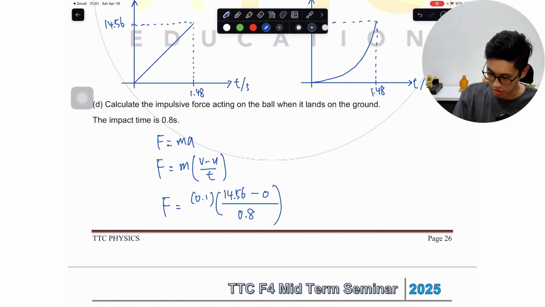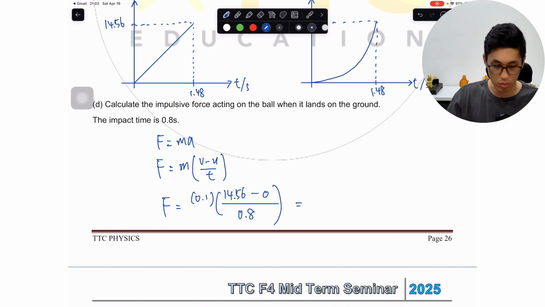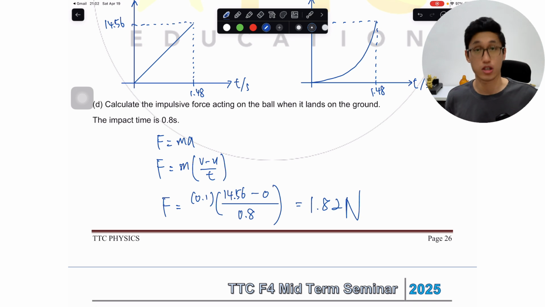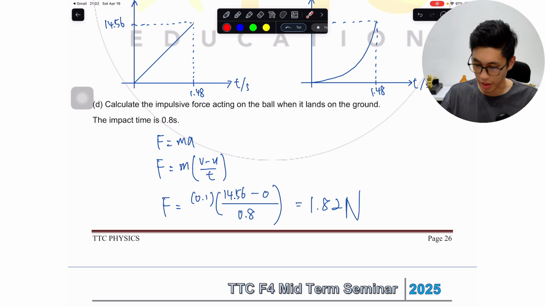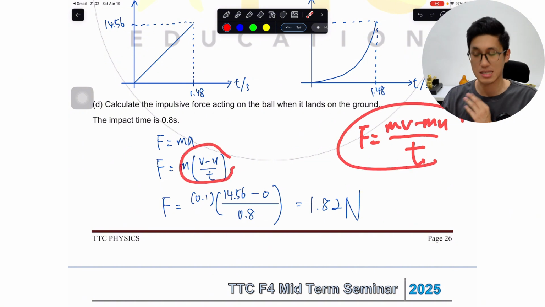All right? So now you can just calculate this. 0.1 times 14.56 divided by 0.8, and you're going to get 1.82 newtons. It's a force, so your units will be newtons. Now, of course, some of you might have just memorized the formula for impulsive force, which is F equals mv minus mu over t. Sure, you can go ahead and use this formula. It's the exact same formula.